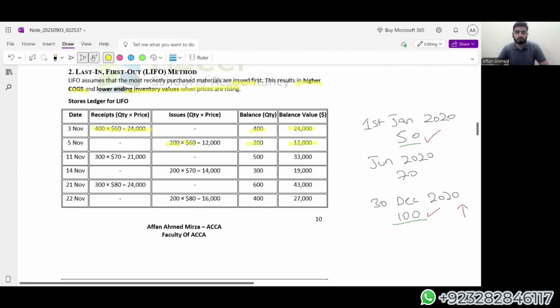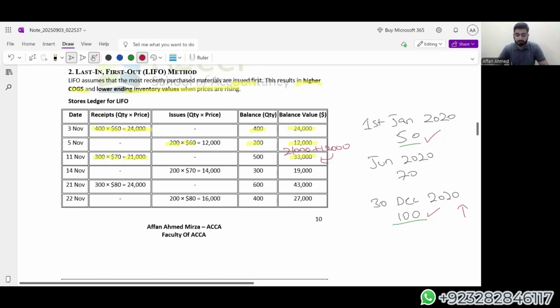So next time when we are going to issue any inventory, we're going to issue it at 70. Let's see. So we bought 300 units at 70, it makes it 21,000. 21,000 plus 12,000 is equal to 33,000. So I'm writing it here from the red. 21,000 plus 12,000 is equal to 33,000.